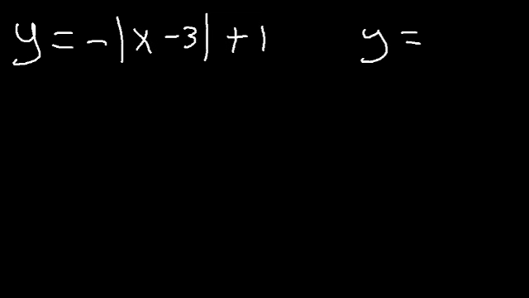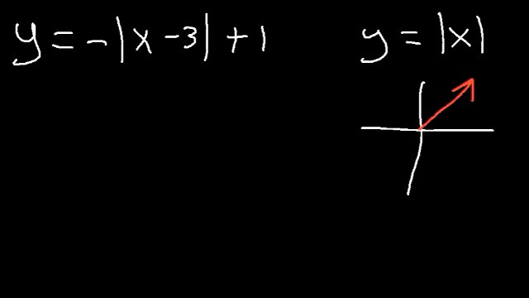How can we find the domain and range for the function y is equal to the negative absolute value of x minus 3 plus 1? So the first thing we need to do is graph the parent function, absolute value of x, which has a V shape. It looks like this. So now, if we know the shape for that graph, we can graph the transformed function.